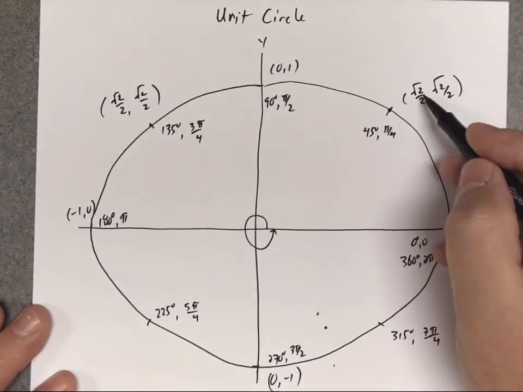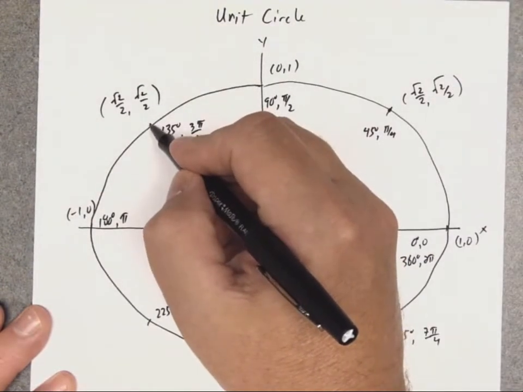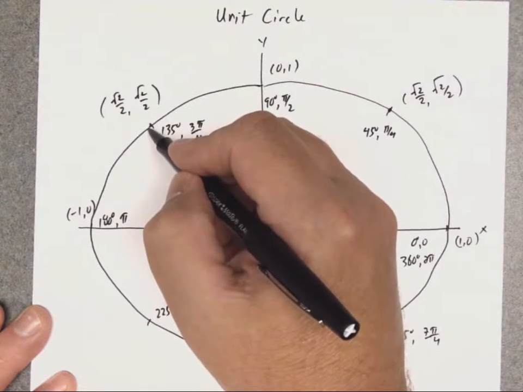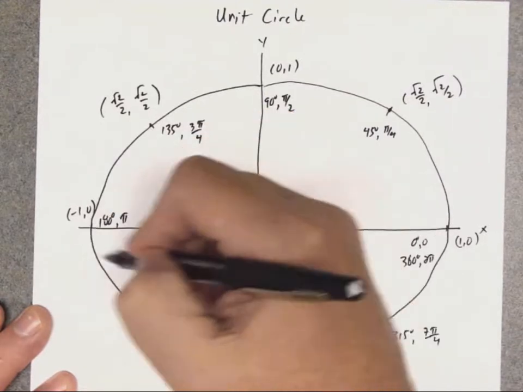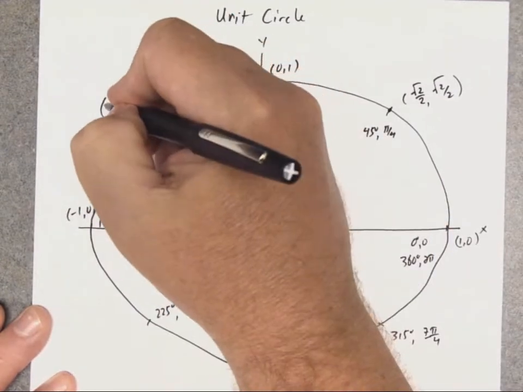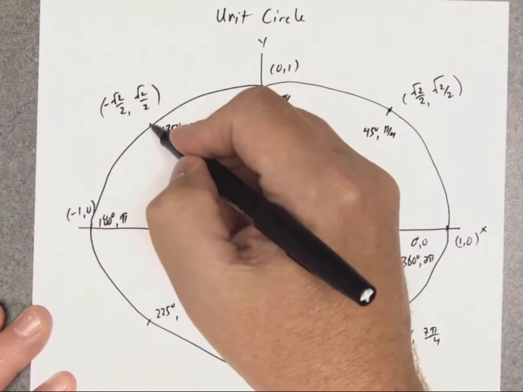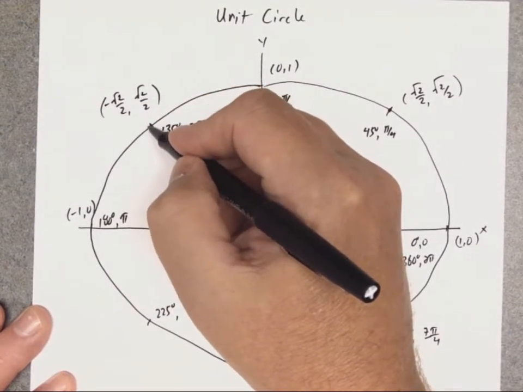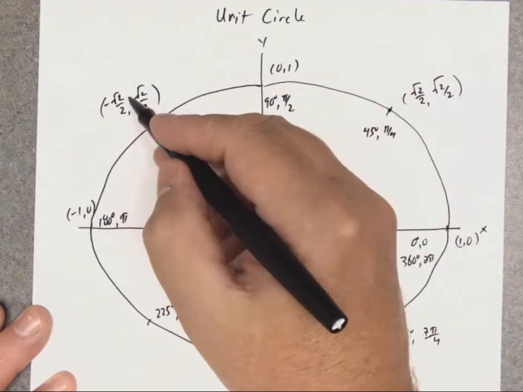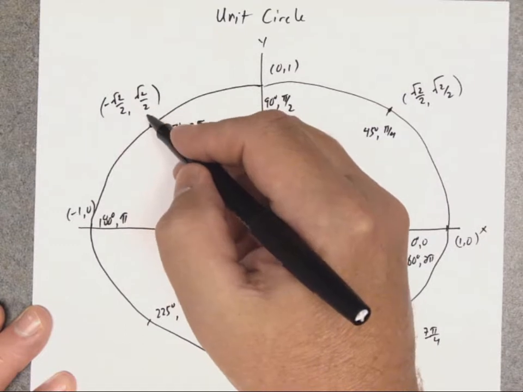And this is where you use common sense. Look at this point here. Is the x value of this point positive or negative? Well, look at my x. I'm over here. My x is negative here. So I just simply put a negative sign. And now for this point here, is y positive or negative? Well, obviously y is still positive. So this point here is actually negative square root of 2 over 2, square root of 2 over 2.